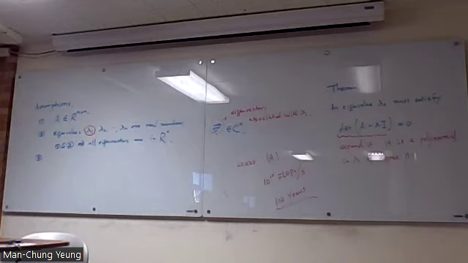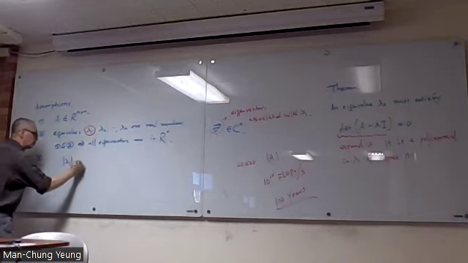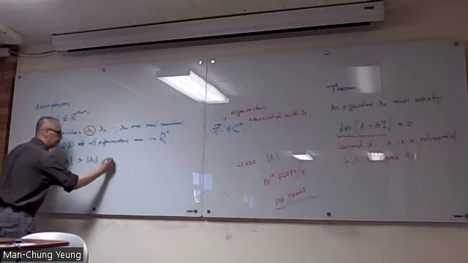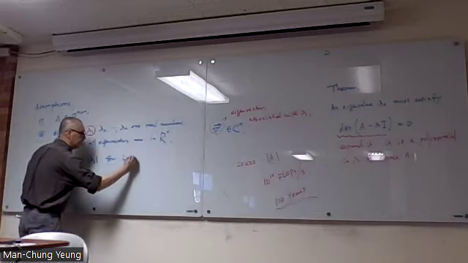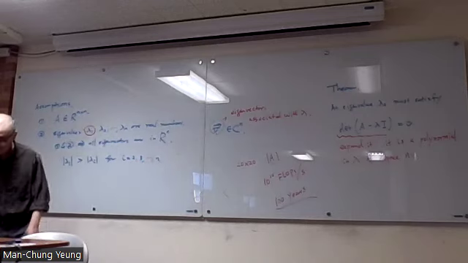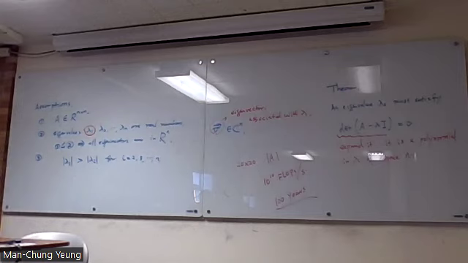eigenvalue. What does it mean? Assume lambda 1 in absolute value is greater than lambda i for i from 2, 3 to n. We call lambda 1 the dominant eigenvalue, and the associated eigenvectors the dominant eigenvectors.